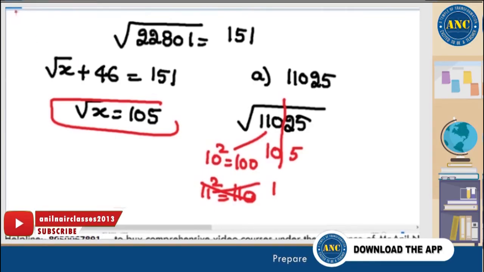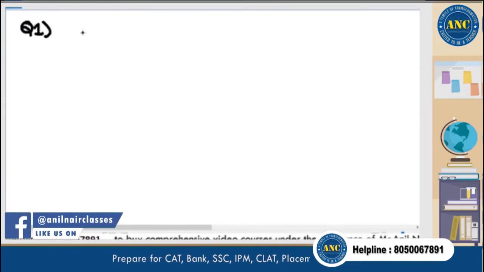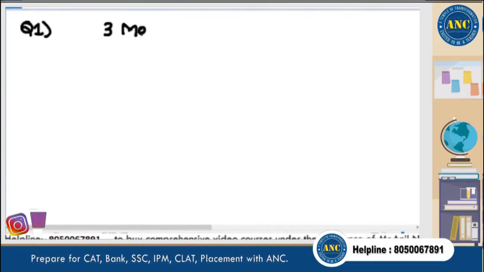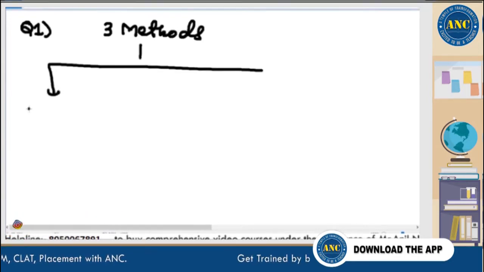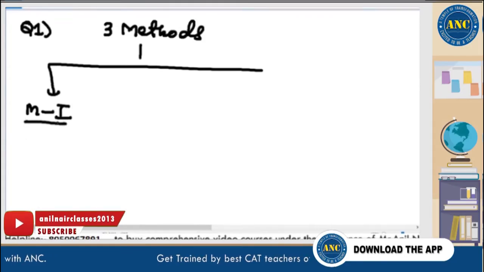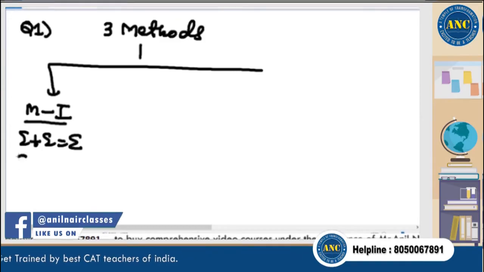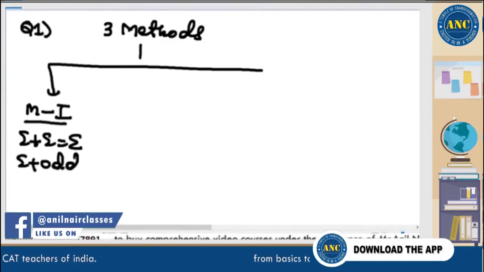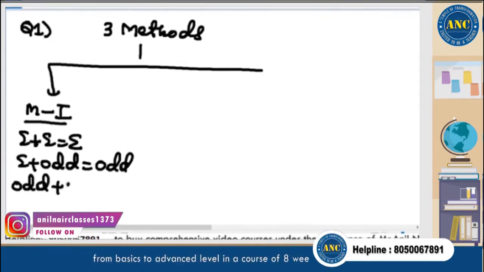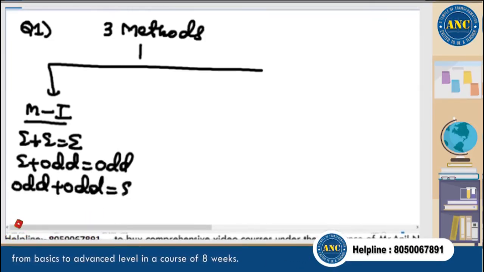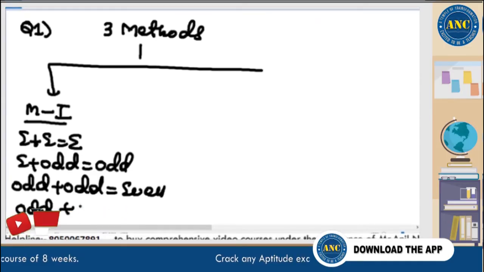Question number 1. Listen carefully. I discussed this question in 3 methods. Again I am explaining. Method 1: even plus even is even. Even plus odd is odd. Odd plus odd is even. Very, very important. If you know this, after some problems you will find it very, very easy. Odd plus even is odd.